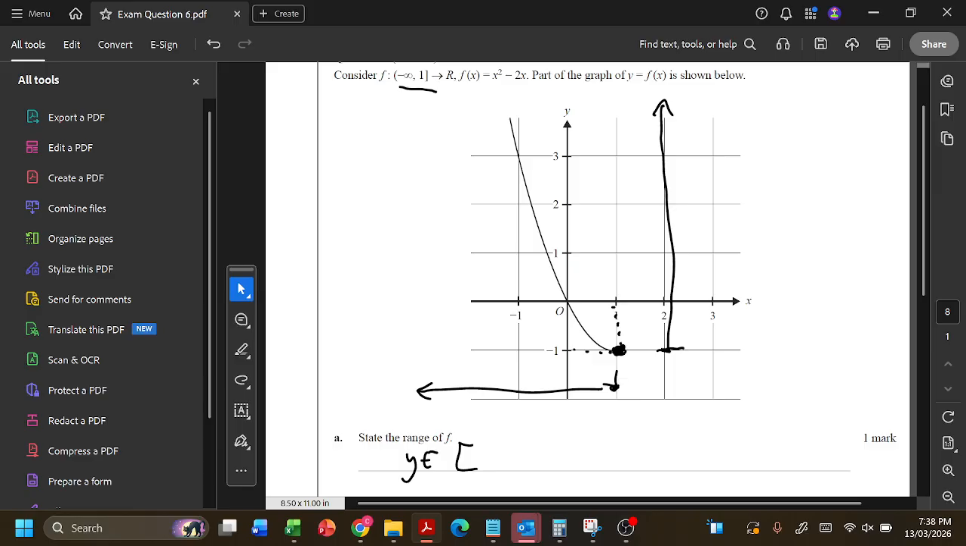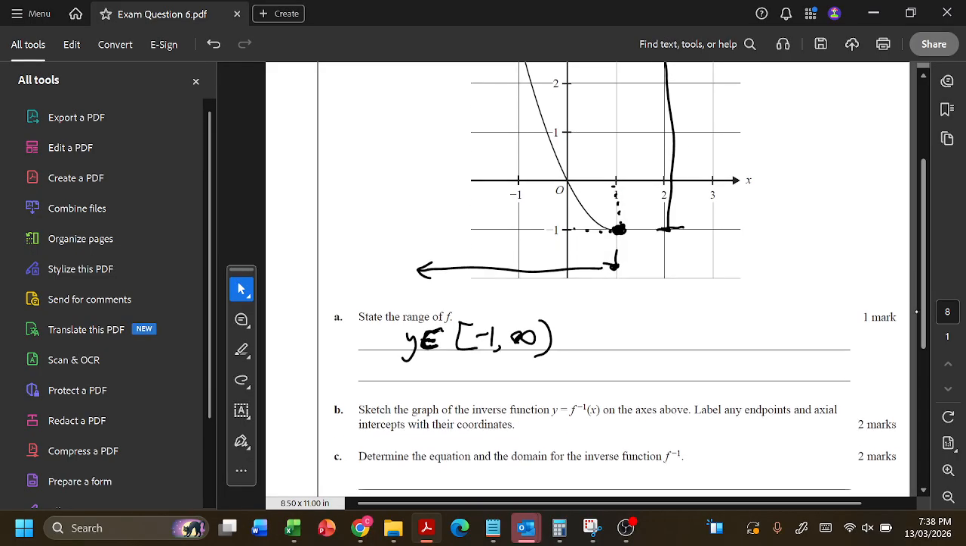So we can say that the range of this function is going to be negative 1 up to infinity. There's always a round bracket around infinity because we can never actually reach infinity. There's always this square bracket if we're including a point. And notice this symbol here that looks a little bit like an E that says y is an element of the set from negative 1 up to infinity. So that's the answer to part A there.